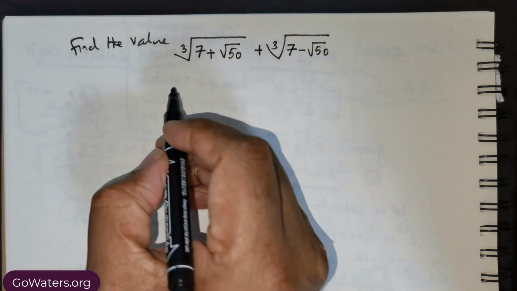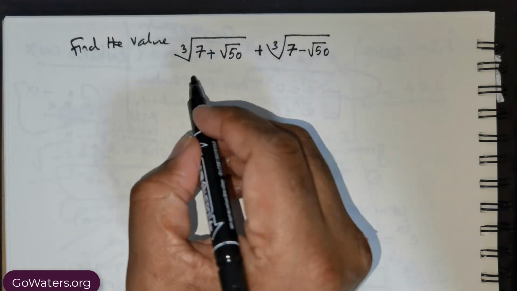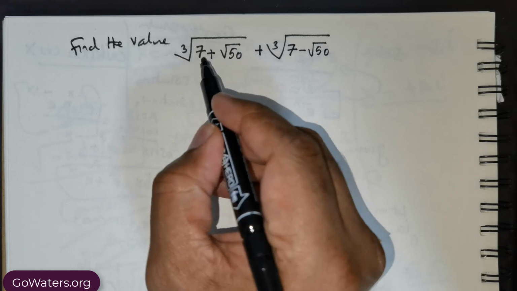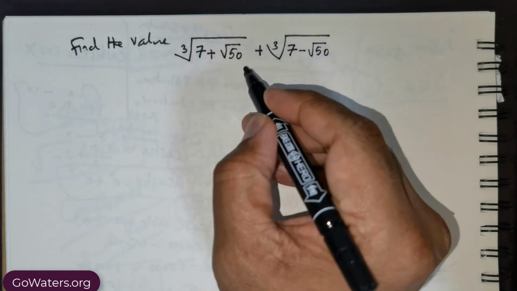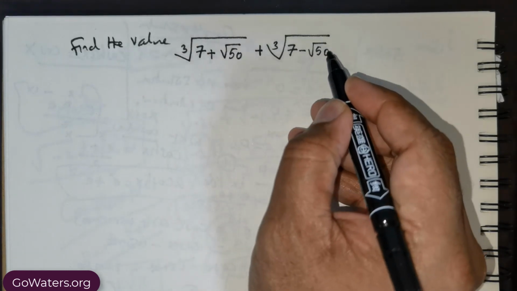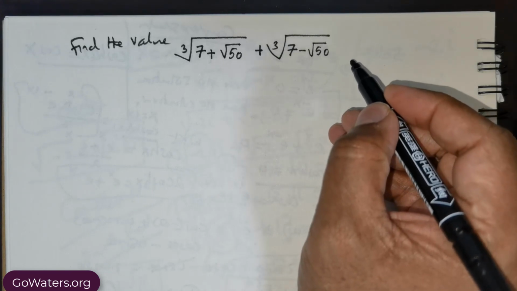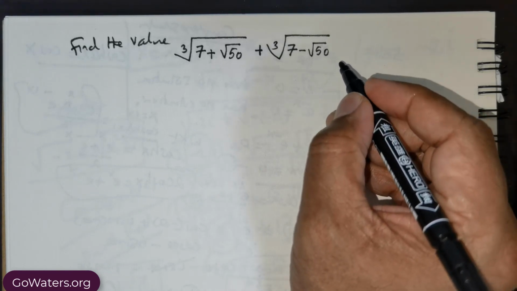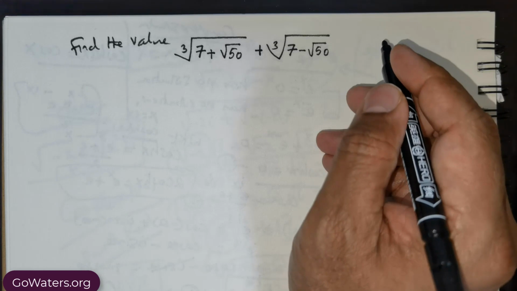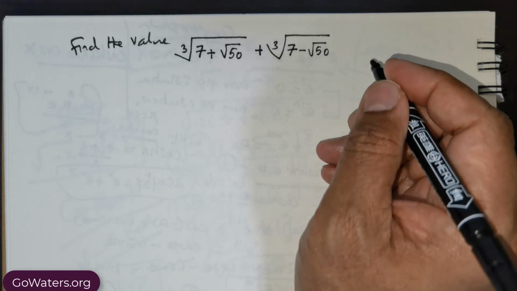Hi everybody, we got a beautiful question. We are expected to find the value of the third root of (7 + root 50) + the third root of (7 - root 50). Now I know that many would be resorting to calculators or Wolfram Alpha to find out the value.